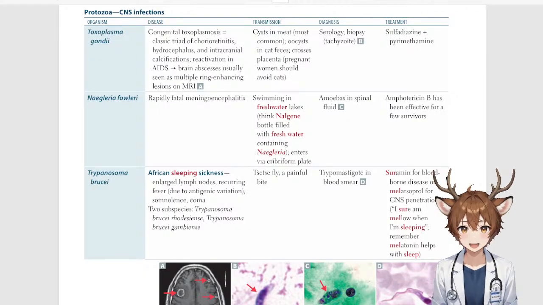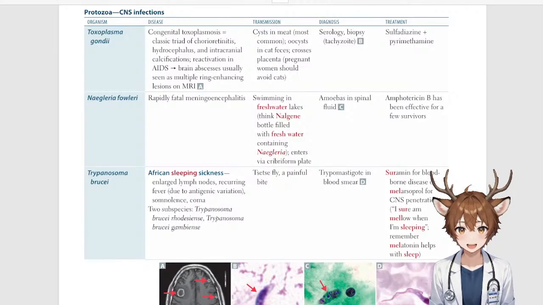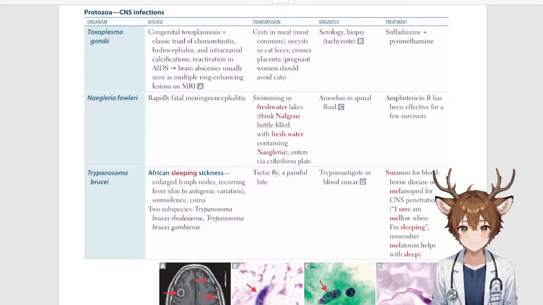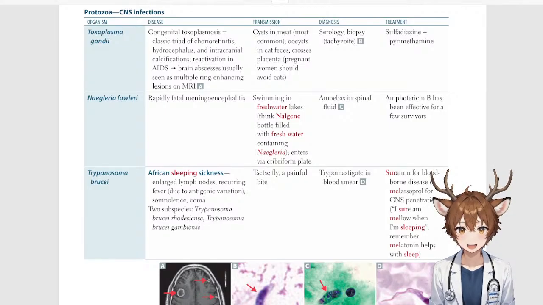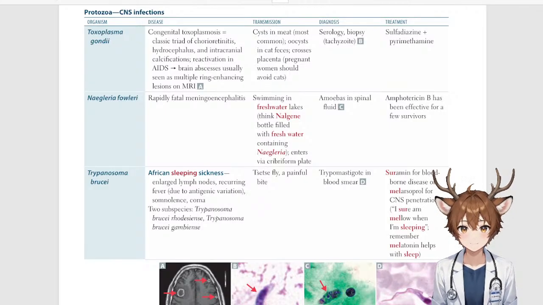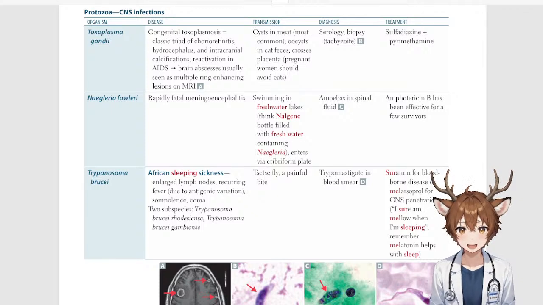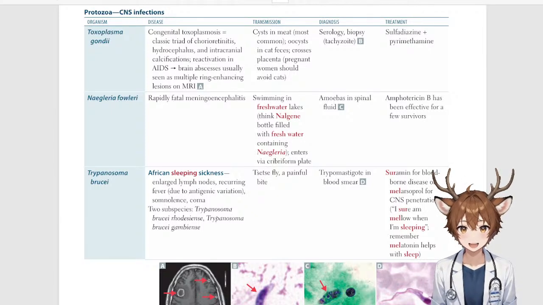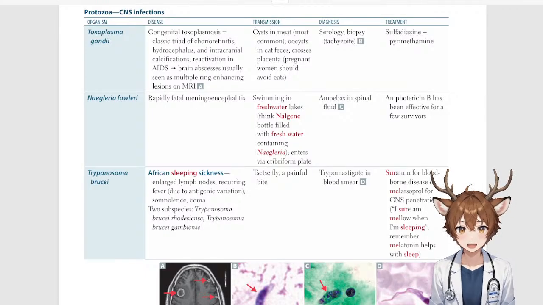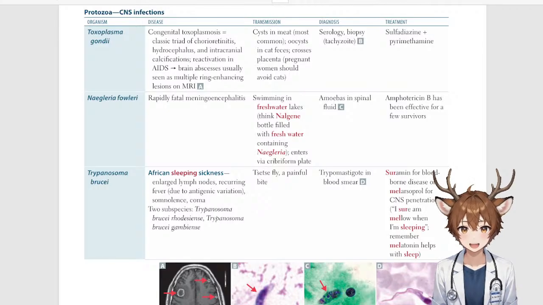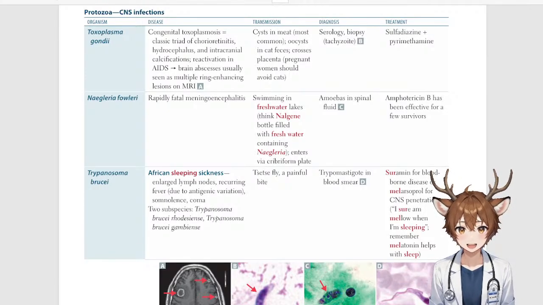How do you treat it? Sulfadiazine, pyrimethamine, and prophylaxis with Bactrim, which is trimethoprim-sulfamethoxazole, when CD4 count is less than 100. Now, I want to say something along with that. Sulfadiazine and pyrimethamine are in fact different drugs than Bactrim. However, trimethoprim has the same mechanism of action as pyrimethamine, and sulfamethoxazole has the same mechanism of action as sulfadiazine. And so basically the combination of sulfadiazine and pyrimethamine has the same two mechanisms of action as Bactrim, trimethoprim-sulfamethoxazole.